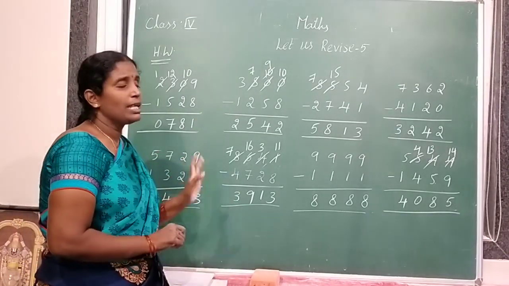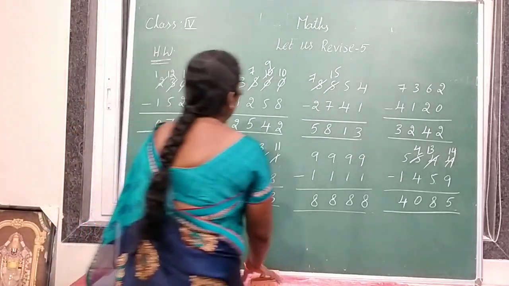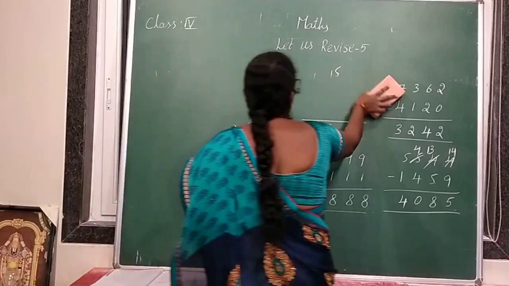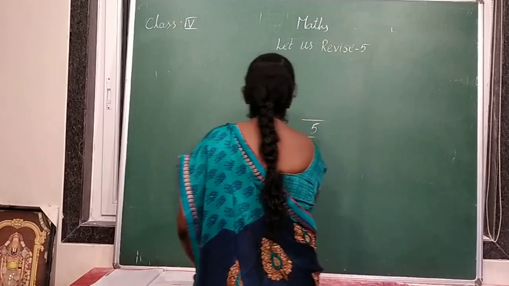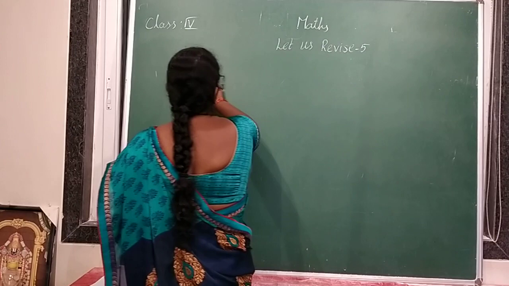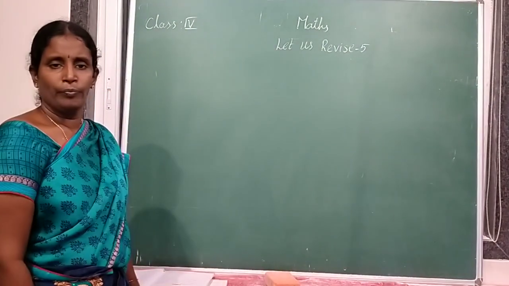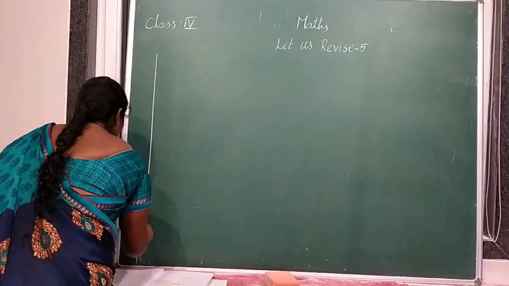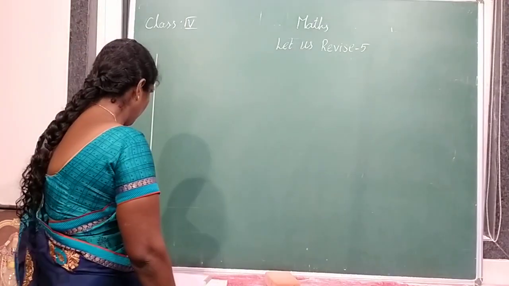So once pause the video and check the answers. Okay children? Next, today we are going to learn multiplications. So what is the symbol of multiplication? Yes, it is nothing but into. Understood? So into is the symbol of multiplication. Okay children?